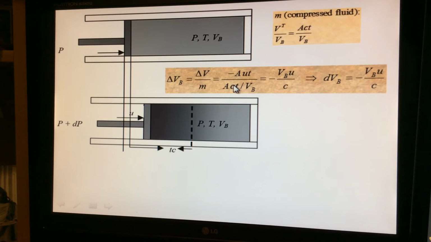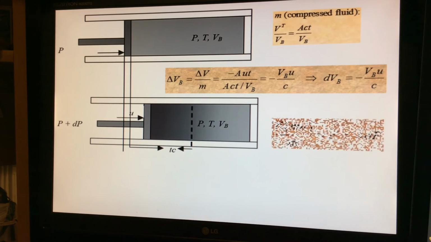mass of the fluid. But the mass of the fluid, as I showed you over here, is simply given by area times the speed of sound times t over the specific volume of the fluid. You can simplify this and you'll get this expression. In terms of derivatives, instead of the finite difference, if you use the derivative notation, here we have dV_B equals minus V_B u over c. That's just a change in volume.